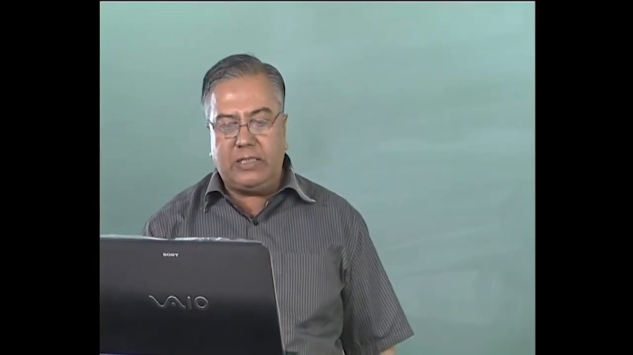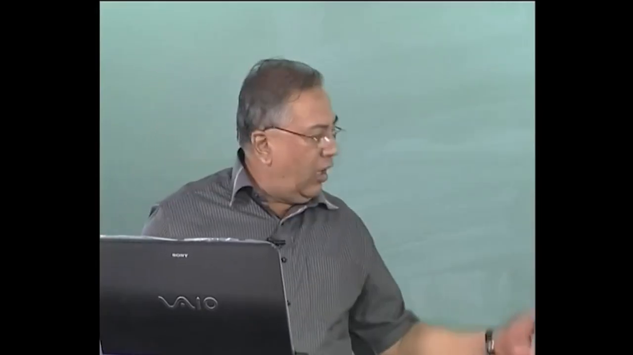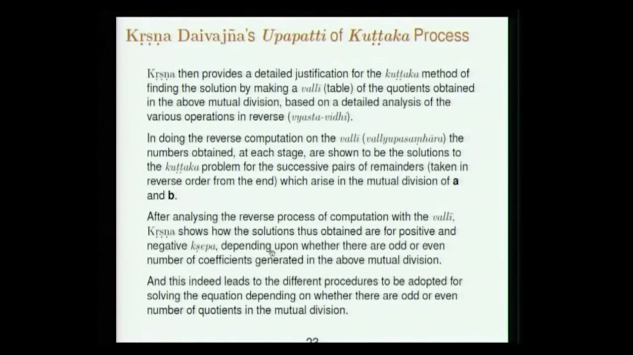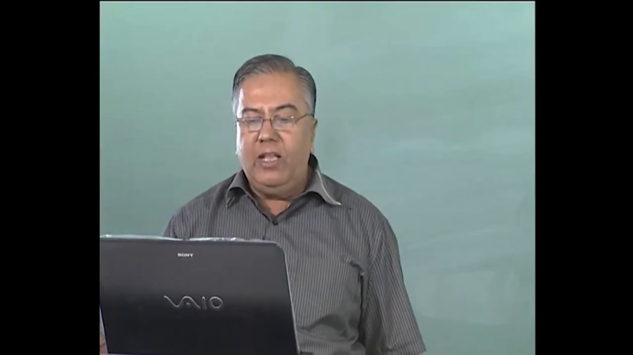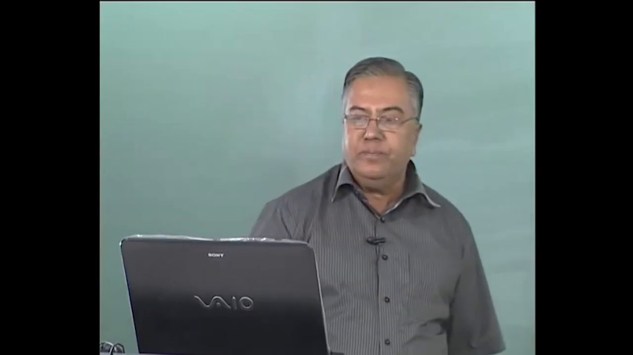So, that is what Krishna is explaining. And then he will also tell you if you have an odd number of steps, you go in a particular way. If there is an even number of steps, you go in a particular way. So, the proof of each and every one of these is considered in detail.